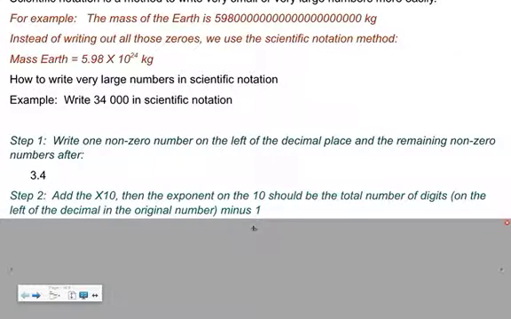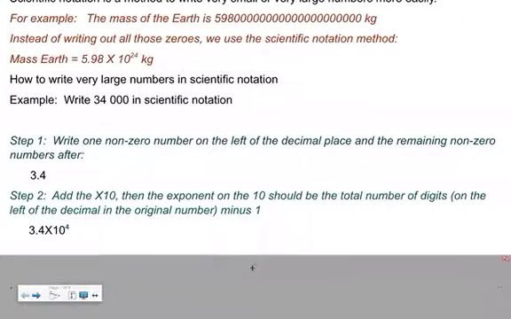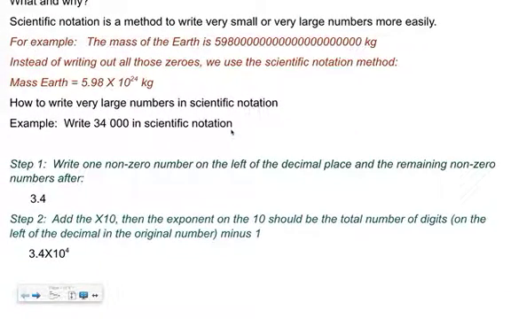Then you add the times 10. So that's part of scientific notation. And then the exponent on the 10 is going to be the total number of digits, assuming there are no decimal places, everything on this side of the decimal place. So say it was 34,000.00. You wouldn't count the 0.00 or the 0.21 or anything on the other side of the decimal. You're only looking at whole numbers here. So you take the total number of digits and you subtract 1. So in this case, it'll be 4. So that's writing a large number in scientific notation.